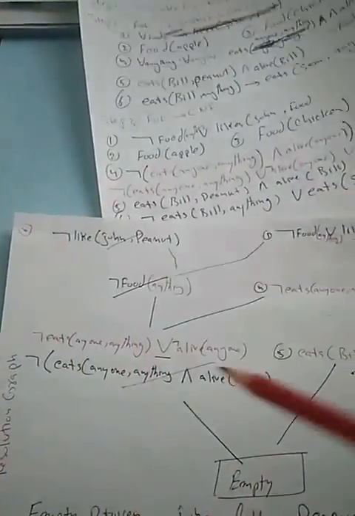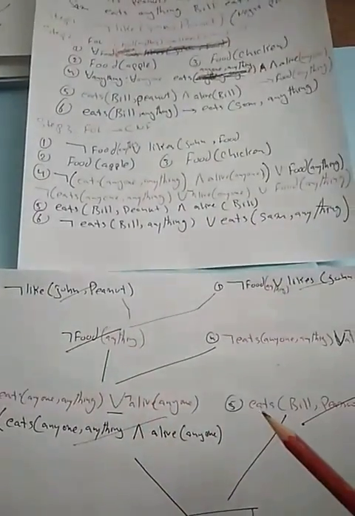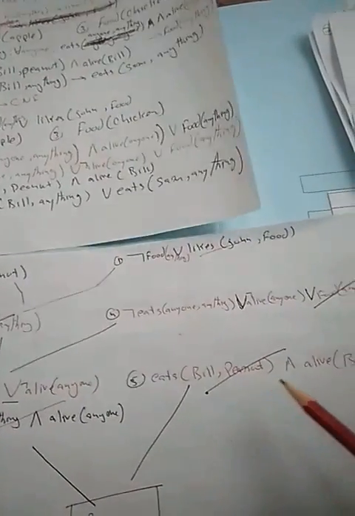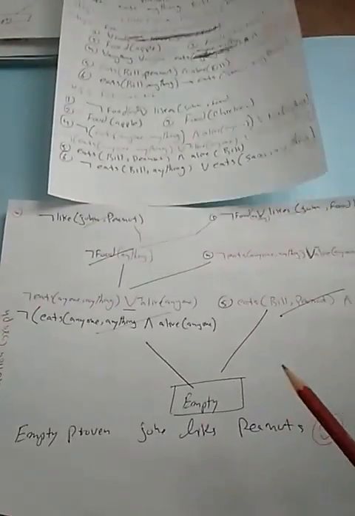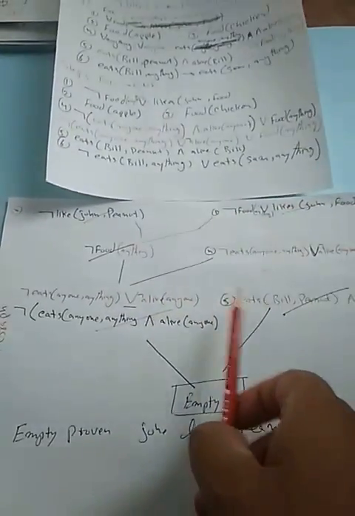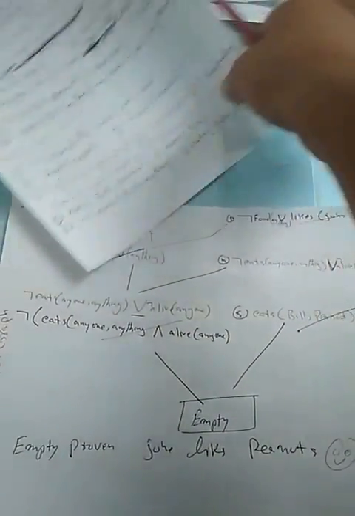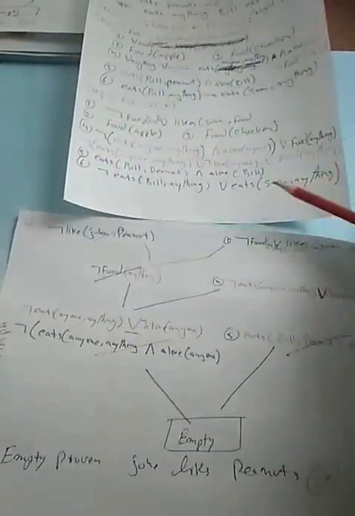So again we have to compare the statements which contain these similar words. So in the fifth we have the same word. What we have: eats Bell peanuts and alive Bell. Here you're going to ask, here we use anyone, here we use the name, how can it be the same? Of course, when we see all, Bell is also included in all these people. Okay, this is how we can use Bell as well.